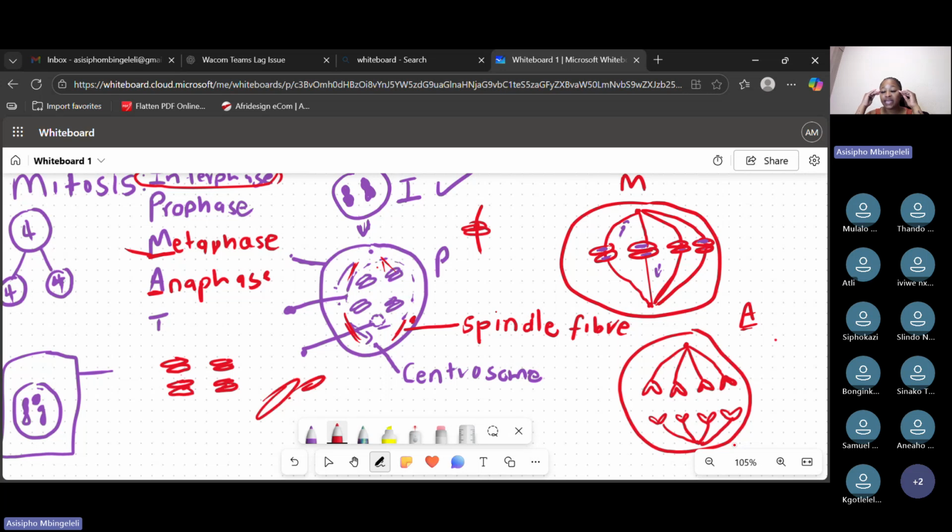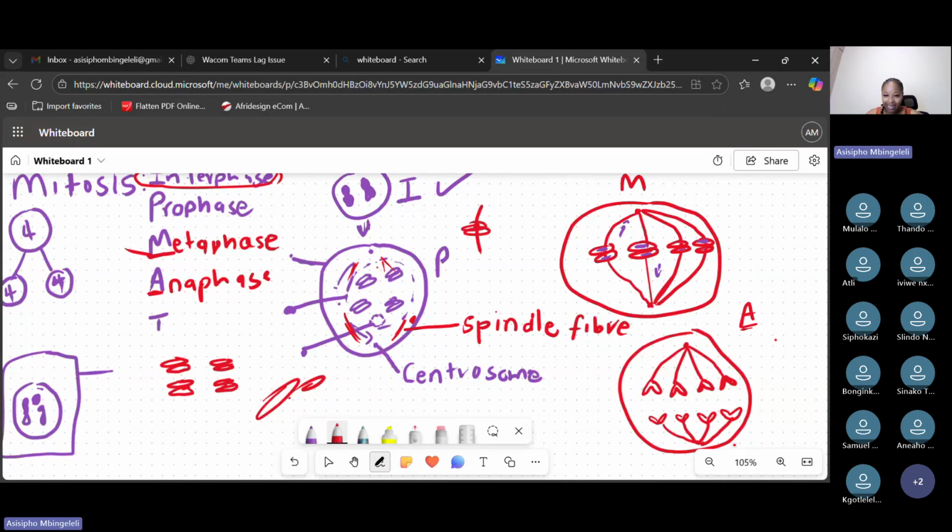Then in anaphase, the spindle fibers contracted. The reason the chromosomes look like that is that the spindle fibers contracted and the centromere split, and then the daughter chromosomes, keyword, daughter chromosomes or unreplicated chromosomes, were pulled to opposite poles. Listen to me: if you say opposite sides of the cell, wrong. They are pulled to opposite poles. Okay.